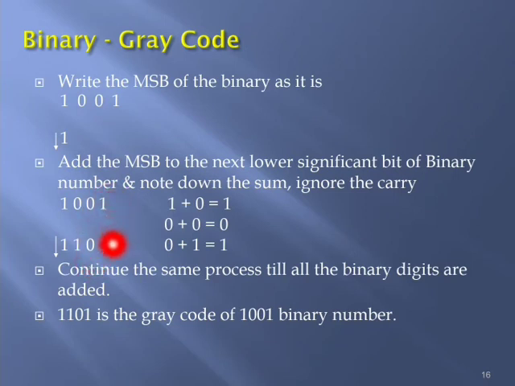And for getting the last gray code bit, what are you adding? You are adding the LSB and the next higher bit, that is 0 plus 1. If you add 0 plus 1, the resultant sum is 1. So 1101 is the corresponding gray code for the given binary number 1001. This is the procedure of converting a given binary number into its equivalent gray code.